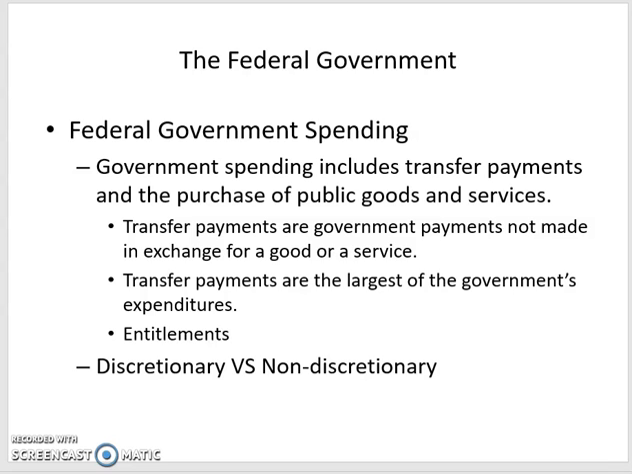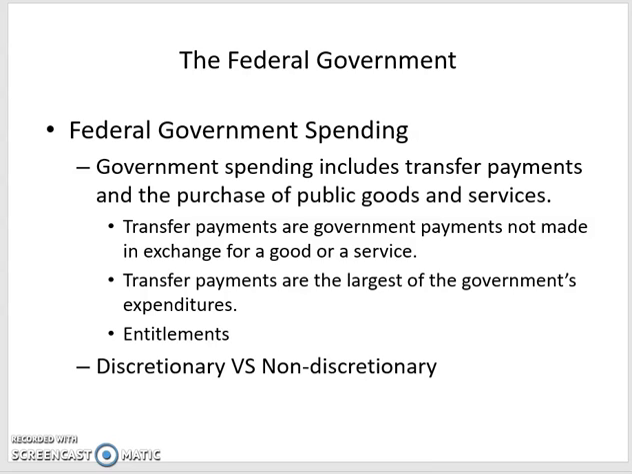Government spending includes anything, transfer payments are included in that as well, or goods and services payments. Goods and services might be building a road or spending money on the military, whereas transfer payments would be Social Security, unemployment benefits, things like that. That would all be parts of government spending.